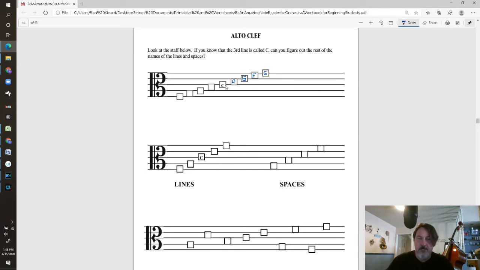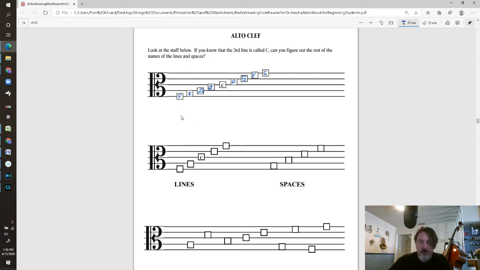So now from C, we're taking the notes down. So what comes before C? B. What comes before B? A. Okay, now at A, the music alphabet restarts. So what comes before A? G. And then what comes before G? Look, you can see the pattern. Same thing.